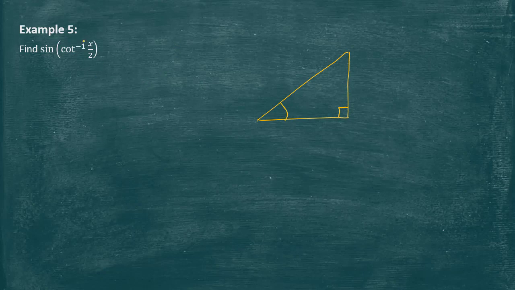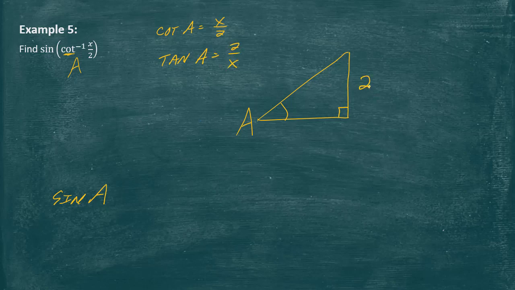If we call this inside part some arbitrary letter A for our triangle, that gives us at least a label to use. So really I'm just trying to figure out what is sine of that A value, and what I can label on the triangle. What's inside here is the arc cotangent, which really is just telling me that the ratio inside is the cotangent ratio. So if cotangent of A is equivalent to x over 2, we could use that to our advantage and say, well, tangent of A should be its reciprocal, 2 over x.